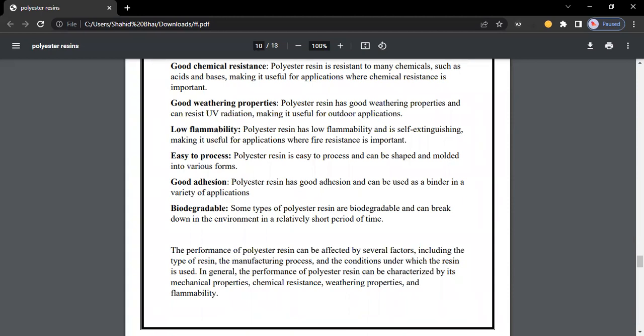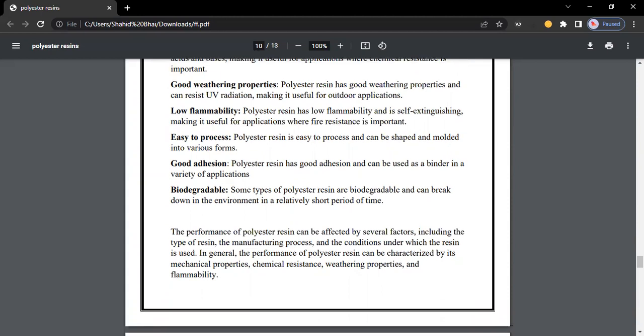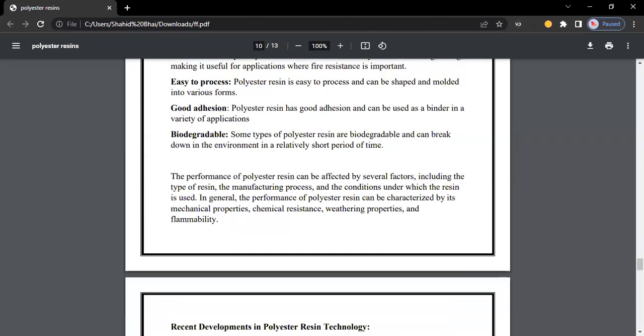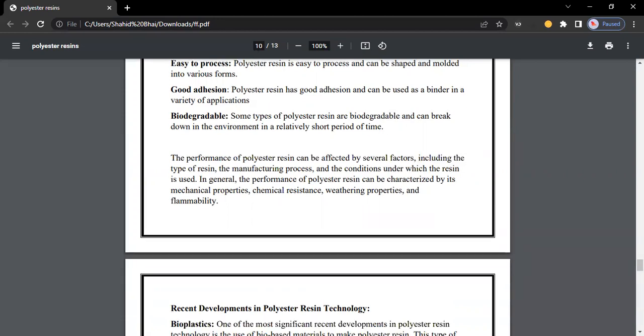Good adhesion. Glycerins have good adhesion and can be used as a binder in a variety of applications. Biodegradable: some types of glycerins are biodegradable and can break down in the environment in a short period of time. The performance of the polyester can be affected by several factors, including the type of resins, the manufacturing process, and the condition under which the resin is used.